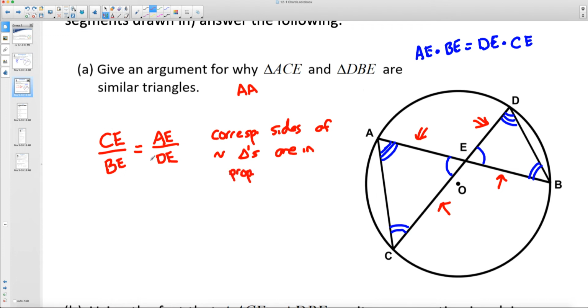Now that we know the sides are in proportion, we can cross multiply. If we cross multiply, we get AE times BE is equal to DE times CE, which is our rule. That's the rule that I wrote up here right from the beginning. So that's your proof as to why this does work.